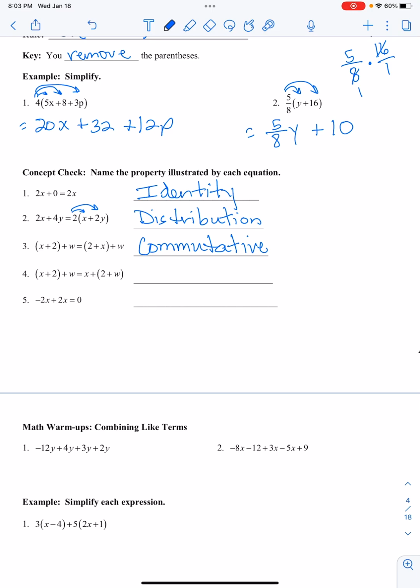Problem 4, x and 2 are grouped together on the left, but 2 and w are grouped together on the right. So this is the associative. Negative 2x plus 2x undo each other, and the idea of undoing each other is the inverse.